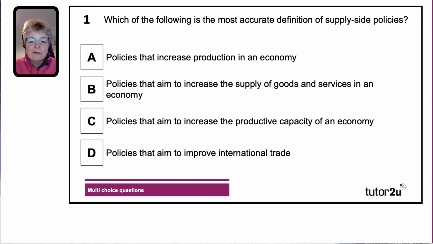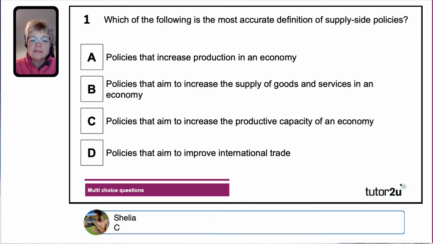Shalia, hello. How nice to see you again. You've gone for C. And actually, we just need to think about B, policies that aim to increase the supply of goods and services. Well, that's very similar to A. It's just another way of saying A. So don't be caught out by this. You're right, Shalia, with answer C.